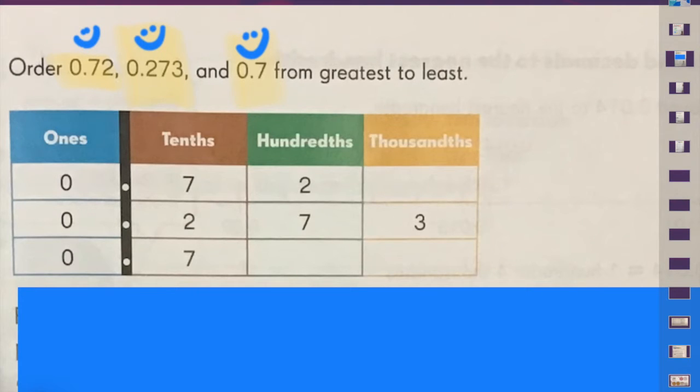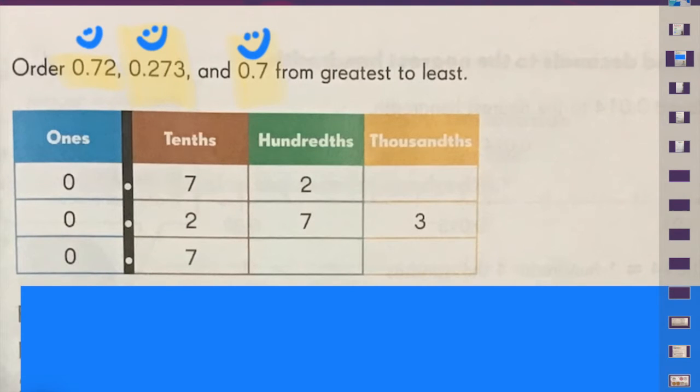Awesome. Okay, so now that we've read these numbers and thought about their place value, we would plug them into our place value chart. Again, we have this beautiful chart drawn for us, and we can see that we have 72 hundredths recorded in our first row. We have 273 thousandths in our second row, and our last row we have 7 tenths. Okay, so we've got our place values lined up. We always start in the greatest place value. There are no ones, so we're going to move right over to the tenths. And so we can see that we have two numbers that have 7 tenths and one that has 2 tenths.